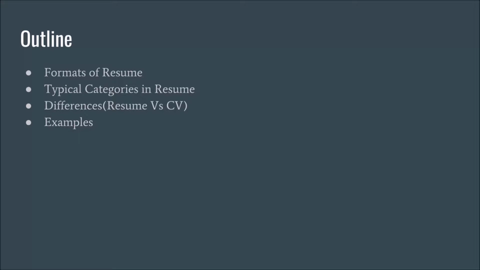The first one is the formats of resume, which will describe how the information is listed in the resume. The second one, typical categories in resume, which will represent the sections in a resume. Third, differences between the resume and curriculum vitae. The fourth one is examples, in which we see a few examples of resume.